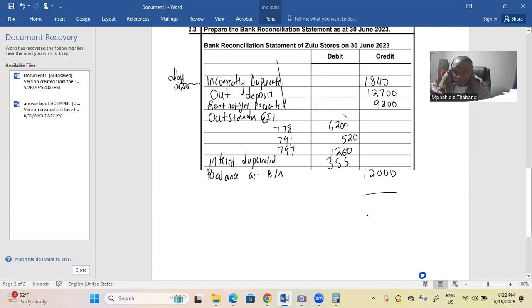Then you compare in order to find the opening balance, the balance as per bank statement. You compare; the balance might be on the debit, might be on the credit. In this case, I think the balancing figure will be on the debit side. You just take all the credit, subtract all the debit, and you find the balance as per bank statement. That's it. Grade 11's accounting.